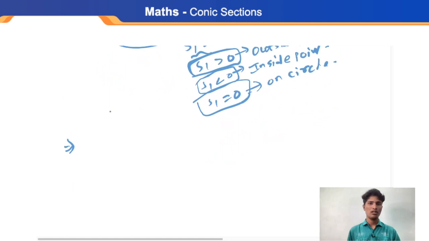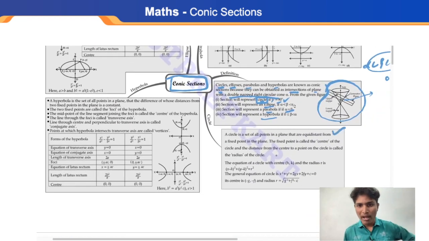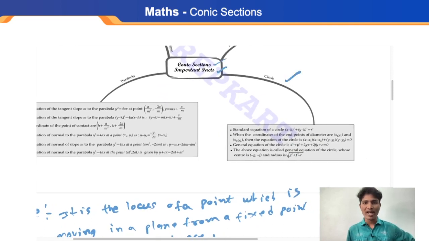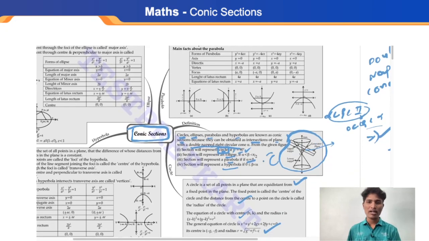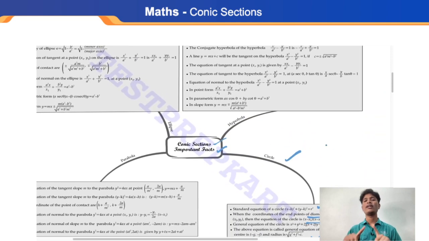I think I have explained this one. This is important, I have explained, and this thing I have explained. So a circle I have explained. In the conic section important facts also, the standard equation I have explained. When the ends of the diameter are given, I have explained this equation, and the general equation of the circle is this one, and the circle center and radius I also explained. So I think the circle part is completed. That is, I have explained everything. This block is completed, and in the important facts block, I have completed the circle. So the circle part of the conic section is completed.